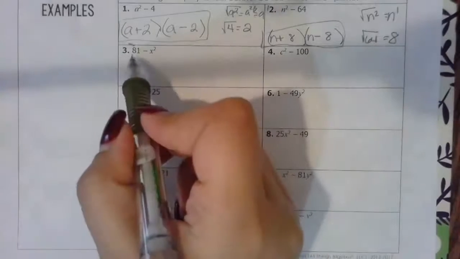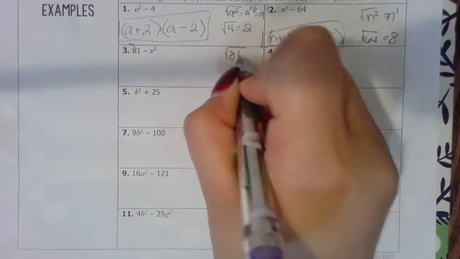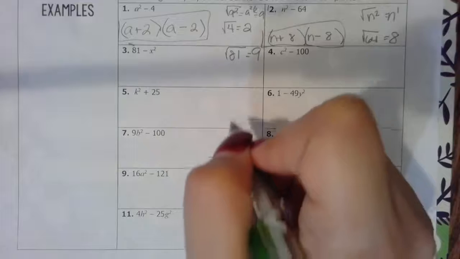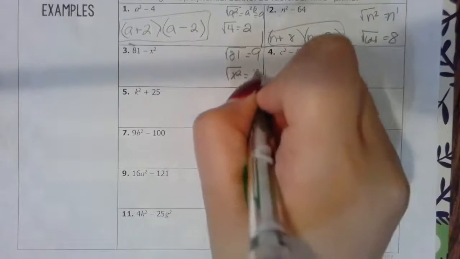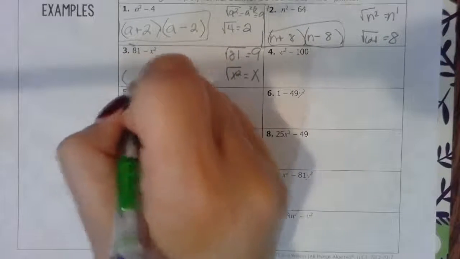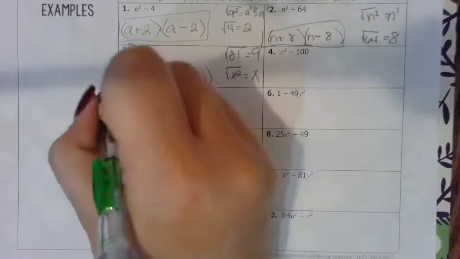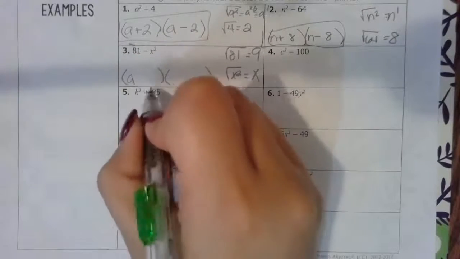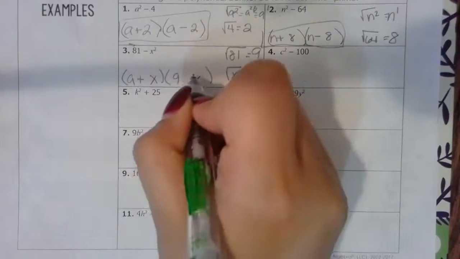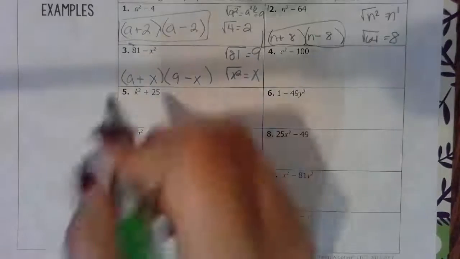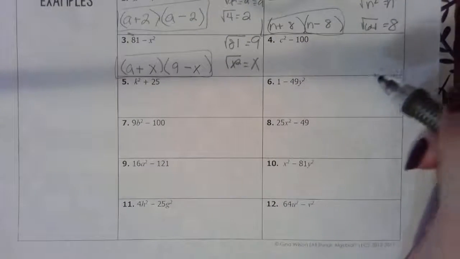Alright, notice number 3, that the number comes before the variable, which is fine, because if you can find the square root of 81, that's going to give you 9. You can find the square root of x squared. That's going to give you x. So draw your 2 parentheses. Since the number came first, we're going to write 9 first this time. So we'd write 9 and then x, 9 and then x, and then 1's addition, 1's subtraction. And that's your answer.